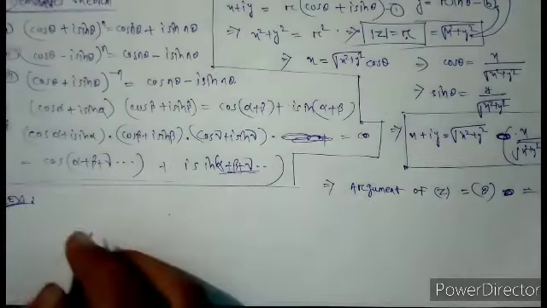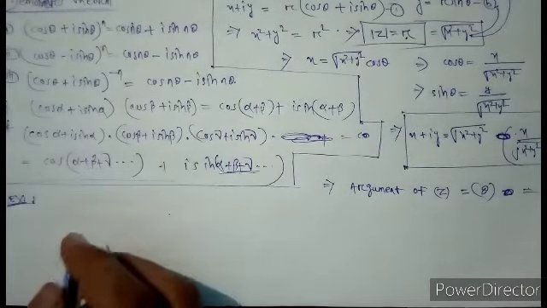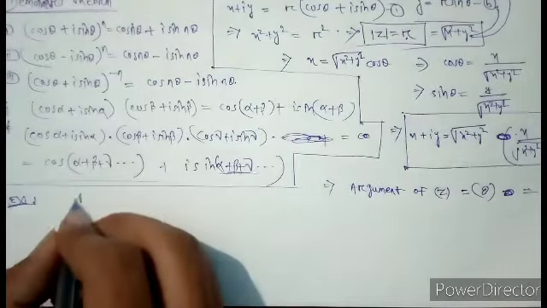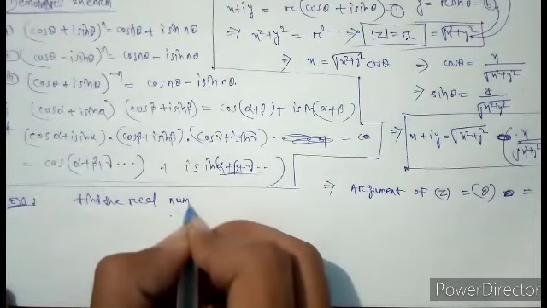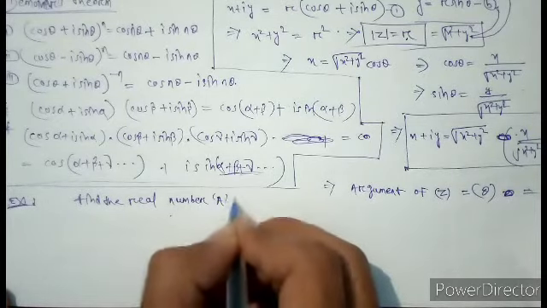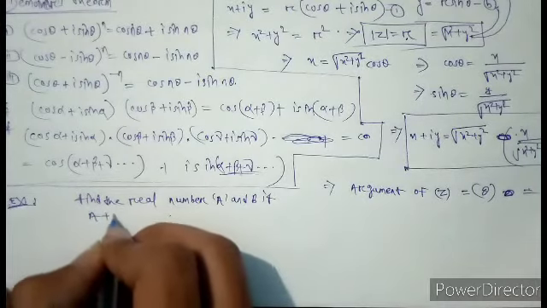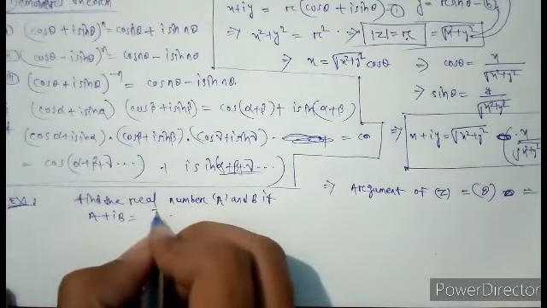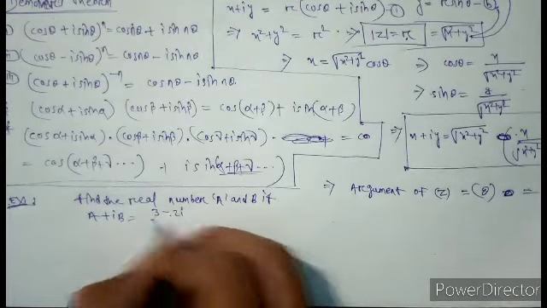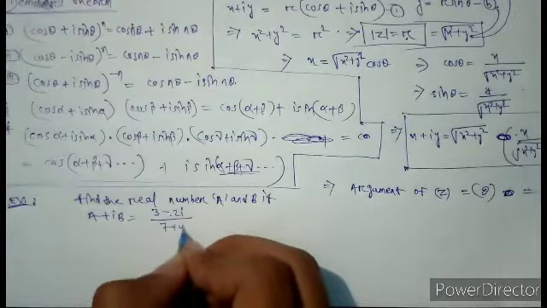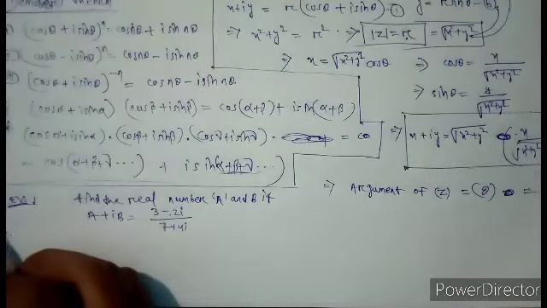Okay, here the question says: find the real numbers a and b if a plus ib is equal to (3 minus 2i) upon (7 plus 4i). Okay, this is the question. What will be the solution?